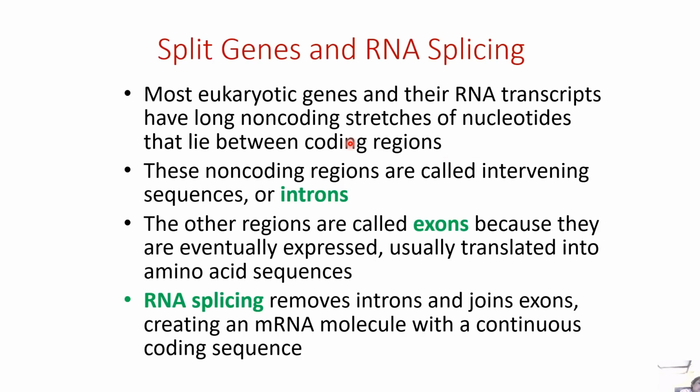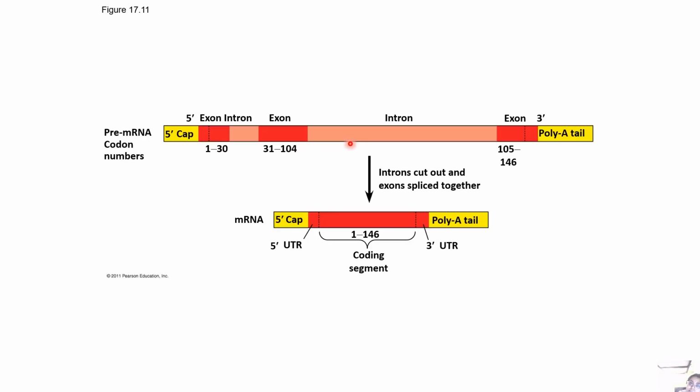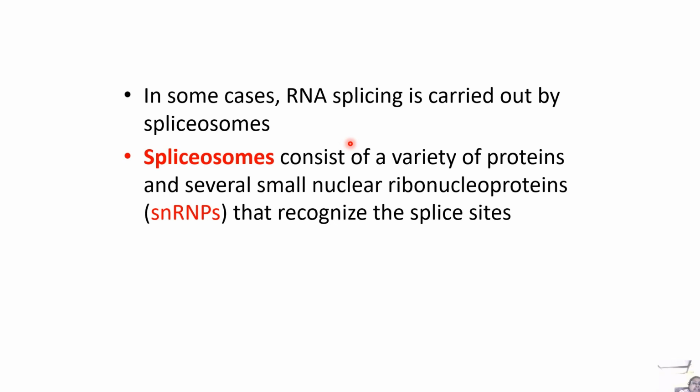Now we talk about split genes, polyadenylation, and RNA splicing. Most eukaryotic genes and their RNA transcripts have long non-coding stretches of nucleotides that lie between coding regions. These non-coding regions are called intervening sequences or introns, and the other regions are called exons because they are eventually expressed, translated into amino acid sequences. RNA splicing removes introns and joins exons, creating an mRNA molecule with a continuous coding sequence. In some cases, RNA splicing is carried out by spliceosomes, which consist of a variety of proteins and several small nuclear ribonucleoproteins that recognize the splice sites.